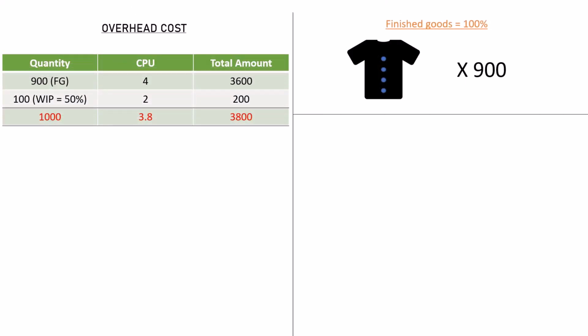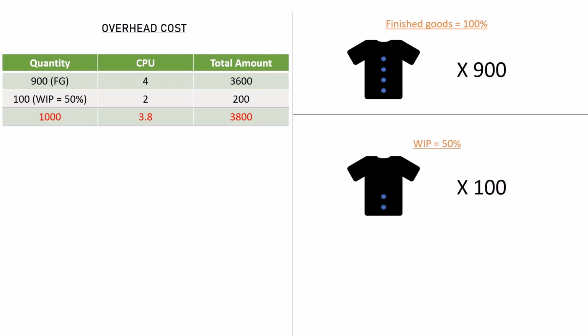Finished goods 900 units at a cost per unit of rupees 4 gives us a total of rupees 3,600. Then we have 100 units of work in progress where degree of completion is 50%. So again, 100 shirts with 2 buttons. The cost per unit will be half, which is rupees 2, because we have attached only half the buttons.